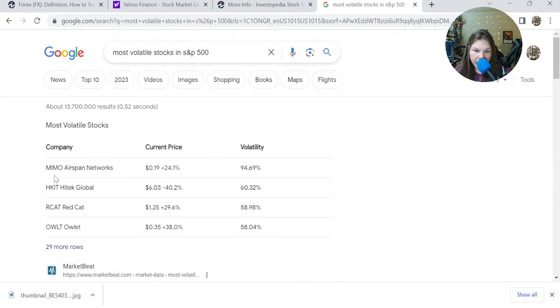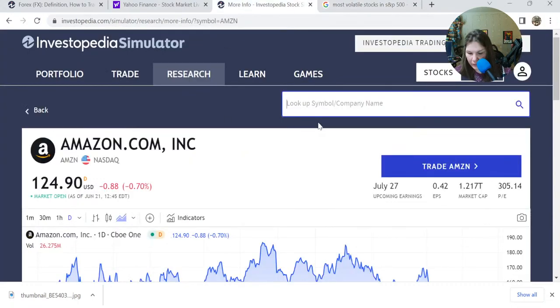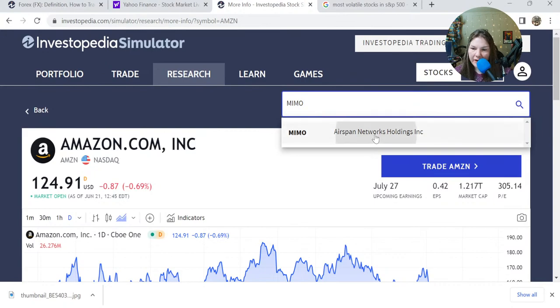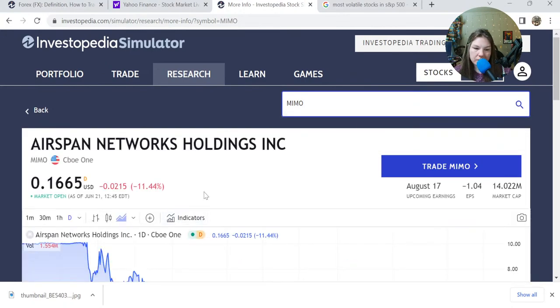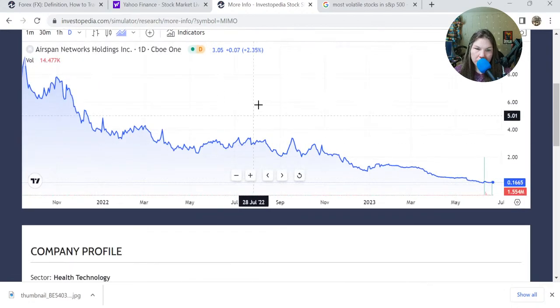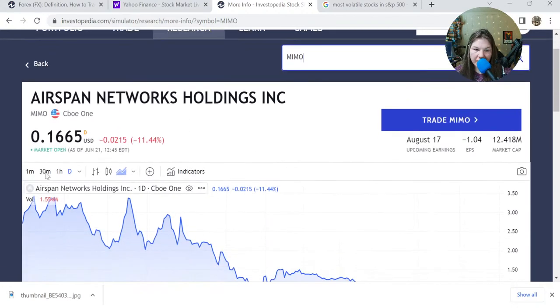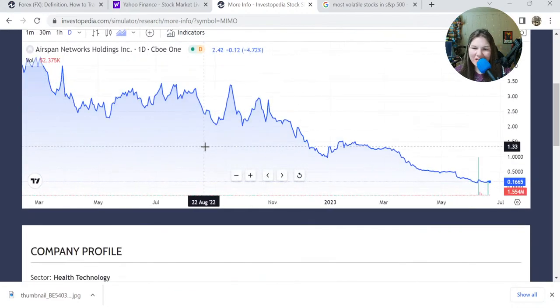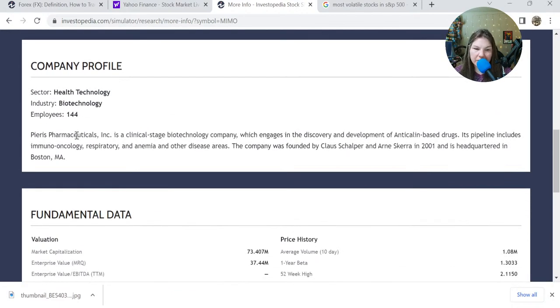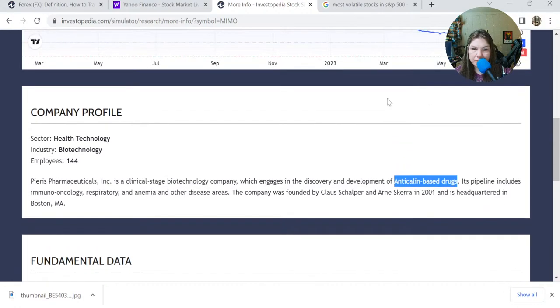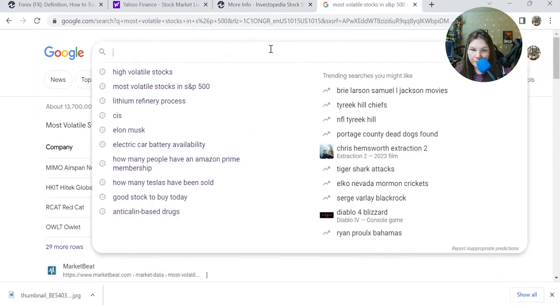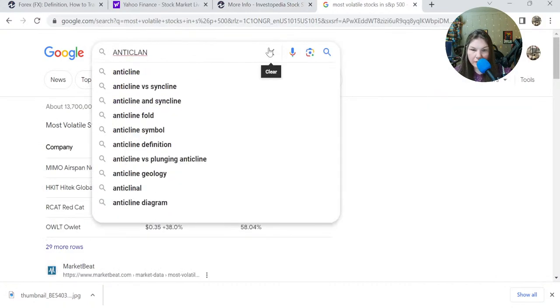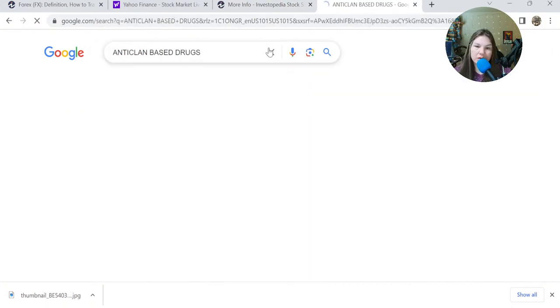What do we got here? MIMO. Let's look up MIMO. Never heard of MIMO. Airspan Networks Holdings. Okay, so there's a penny stock. Penny stocks always go highly volatile. It's a clinical stage biotechnology company which engages in the discovery and development of anticoagulant-based drugs. So, guys, this is another anticoagulant-based drug one.